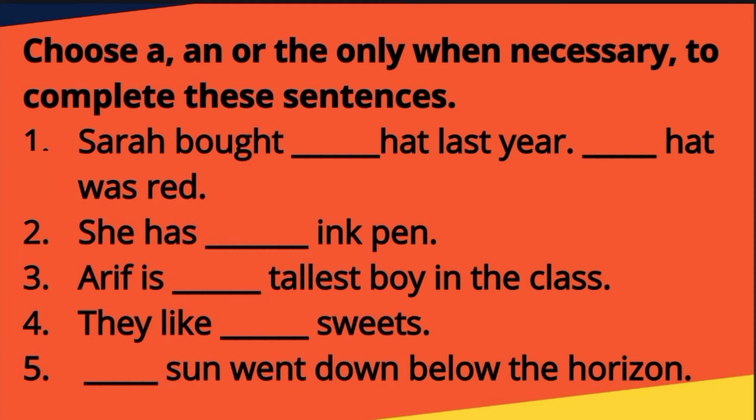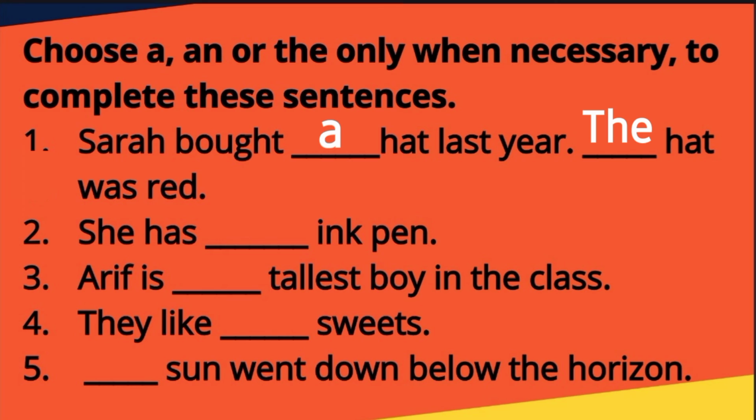Let's do some practice here. Choose a, an or the only when necessary to complete these sentences. Number 1, Sarah bought blank hat last year. Blank hat was red. What are the answers? Yes, Sarah bought a hat last year. When you use it for the second time, you already know which hat was referred to. Yes, the hat was red.